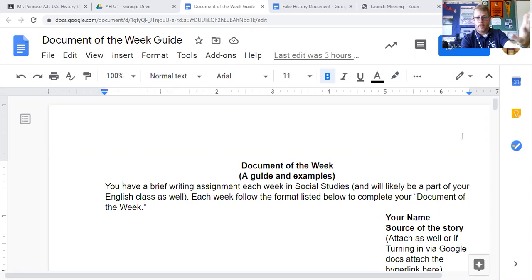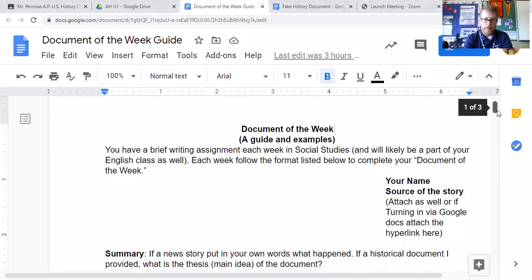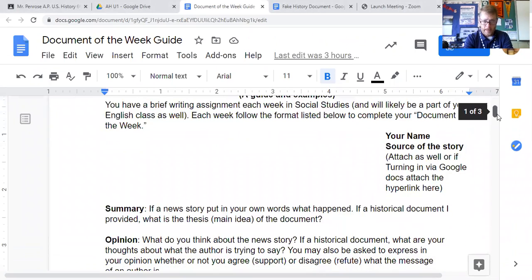This happens whether we're online like this or in person. We're going to do document of the week every single week. The document of the week is basically weekly practice writing for my class based on either a historical document I give you or sometimes a newspaper article that you choose. No matter what, there are certain things that are common to all of them.